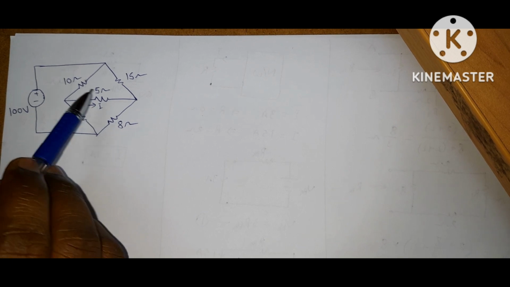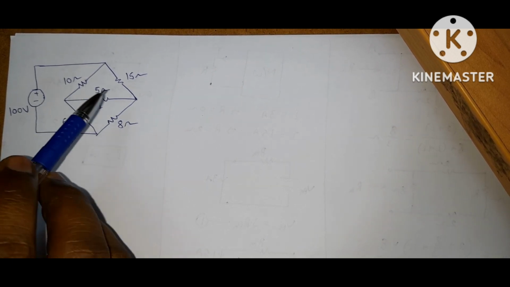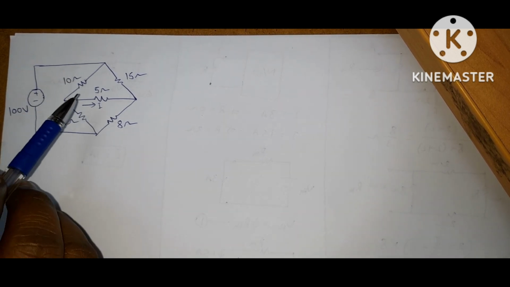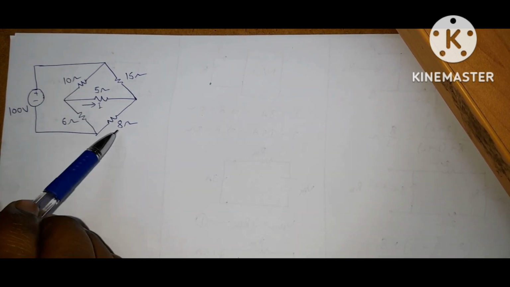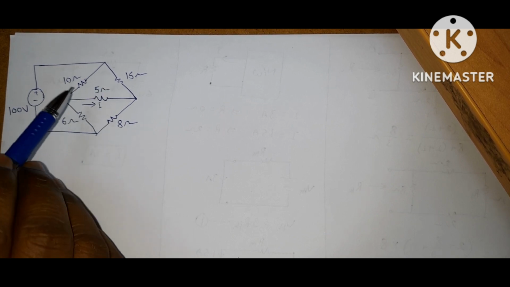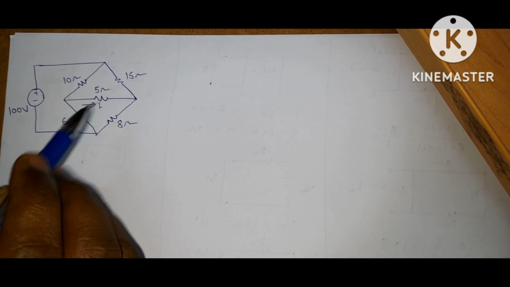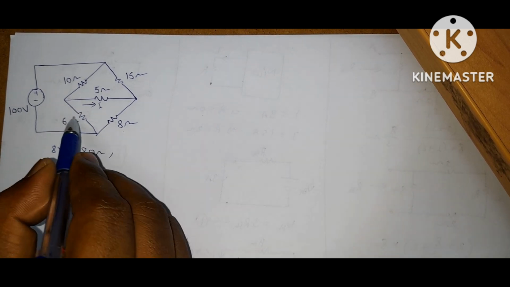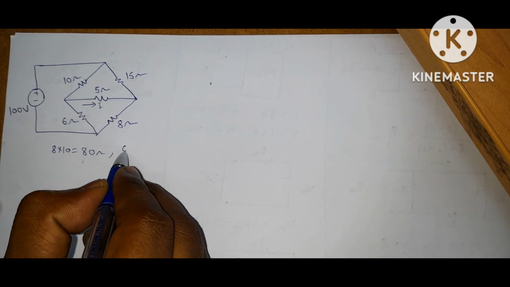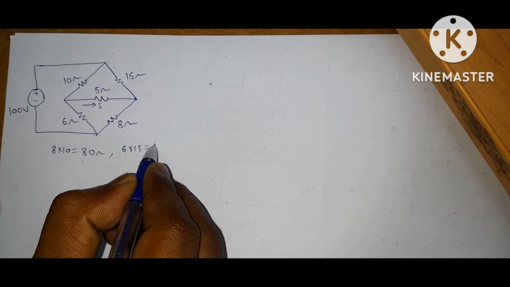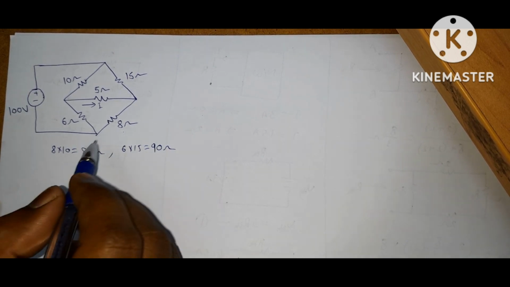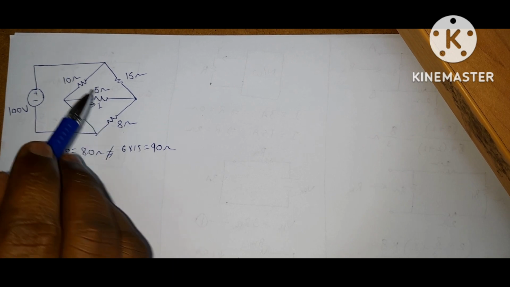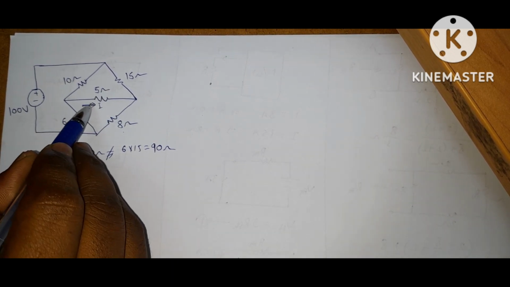First, this looks like a Wheatstone bridge. Now, first check whether the bridge is balanced or not. What is the condition for the bridge to be balanced? The multiplication of opposite resistances must be equal. If we multiply these two resistors, 8 into 10 equals 80 ohms. Now if you multiply these two, 6 into 15 is equal to 90 ohms. These are not equal, so the bridge is not balanced, so the current is not 0.